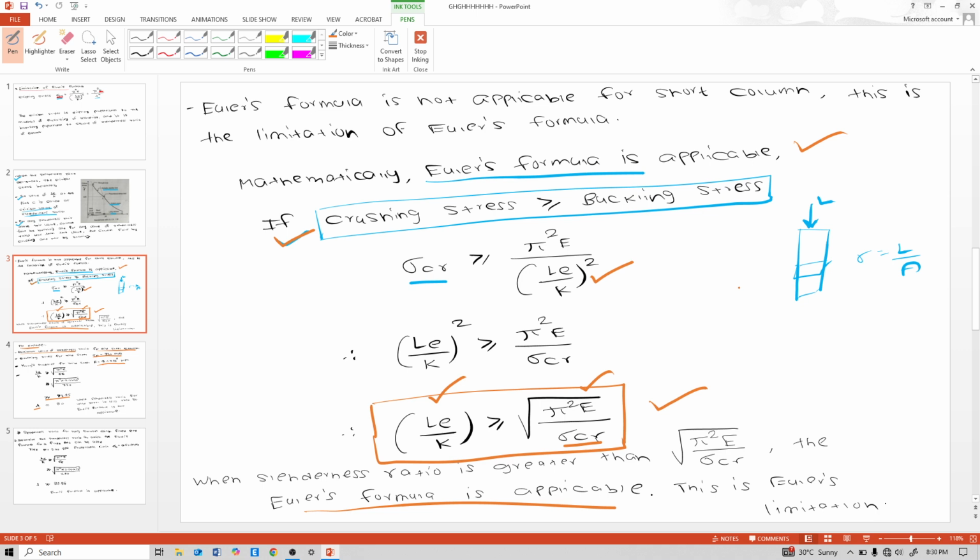That means the buckling stress of that column should be minimum. In other words, the column should fail by buckling, so that's why the equation is given like that. We go through some mathematics and we get the equation: LE upon K is greater than or equal to under root of pi square E upon sigma CR. LE is the effective length, K is the least radius of gyration, and this ratio is nothing but the slenderness ratio. Pi square is a constant, E is the modulus of elasticity, and sigma CR is the crushing strength.